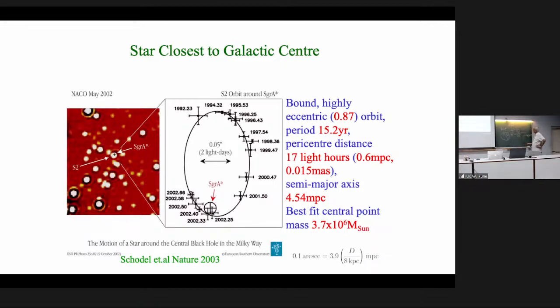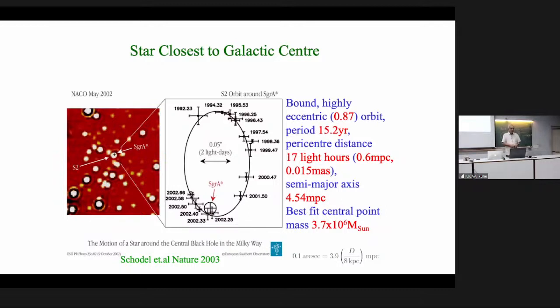And then you see it is an extremely compact object. Typically when you say Mpc, you mean megaparsec. So here it is milliparsec. It's a very, very compact object. So what does this mean? It means you've got this beautiful ellipse, and this star is coming so close in.